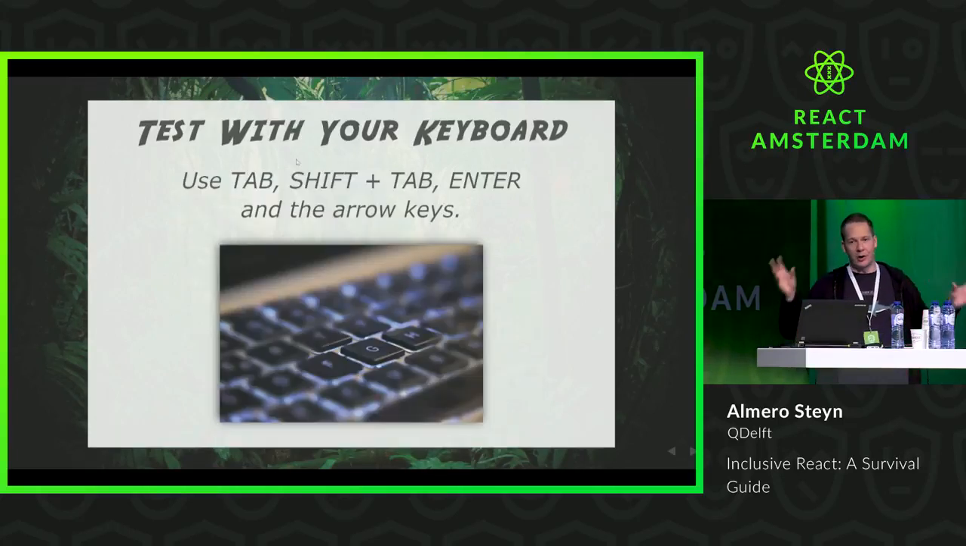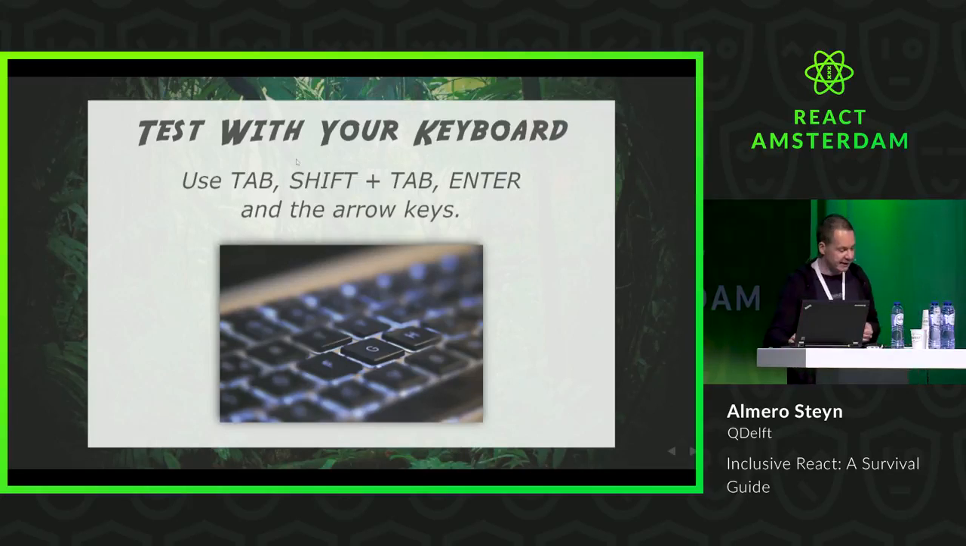Okay, so we've got the concepts now, and we've tried to implement it in our applications. How do we know that we've achieved an application that is more inclusive? Number one, go test with your keyboard. Unplug your mouse, use your tab, shift tab, enter, and arrow keys to navigate through your application. You should be able to reach every area in your application. You should be able to interact with everything in your application. If you can't, a lot of users out there will be blocked from using your application.